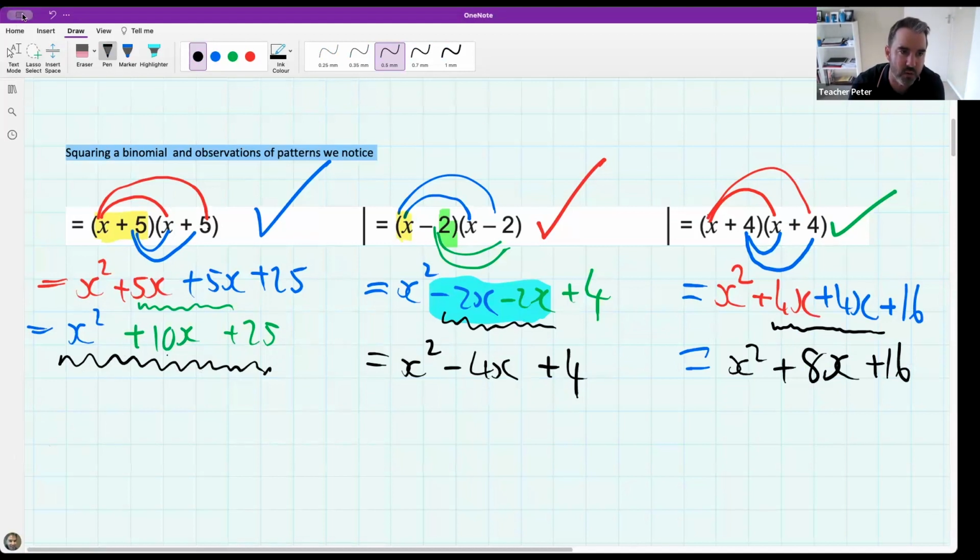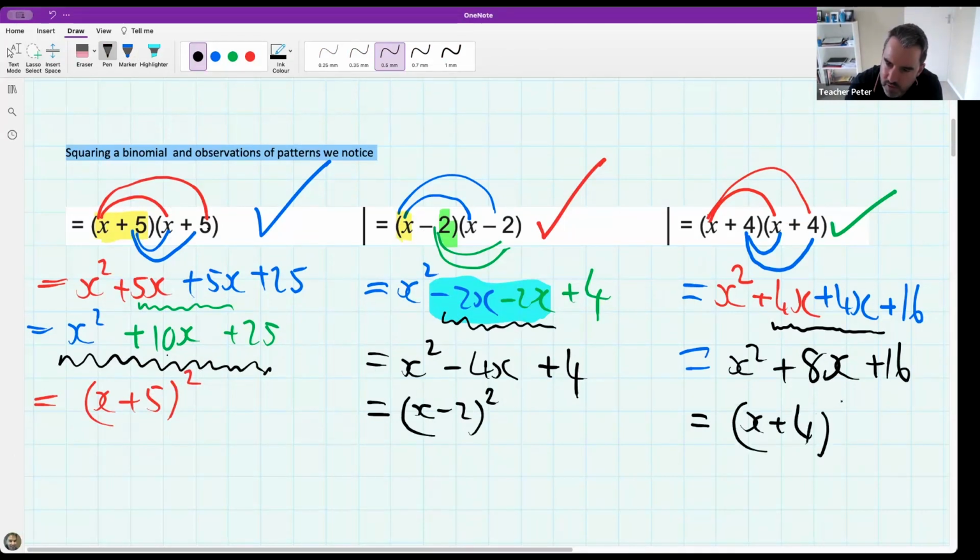binomial, and I'm actually just going to rewrite this thing. Remember we said at the beginning, this thing over here is the same as x plus 5 squared. This thing over here is the same as x minus 2 squared, right? So if we look at that, let's just take a moment and check if we understand that. And then this one over here, this is exactly the same as this. So are we all happy that x plus 4 squared is the same as x squared plus 8x plus 16?